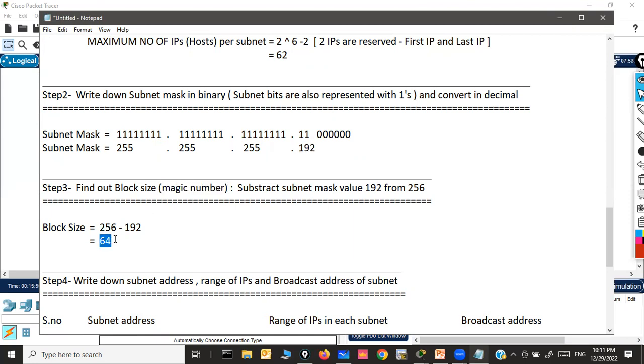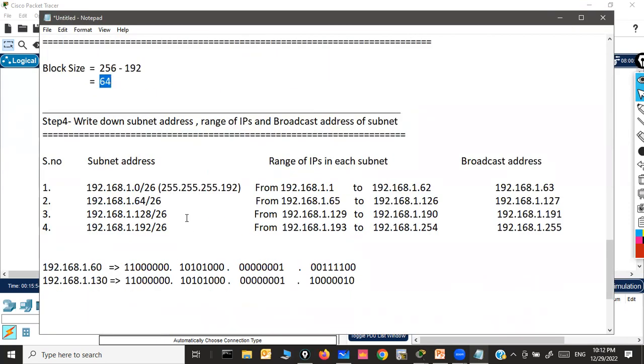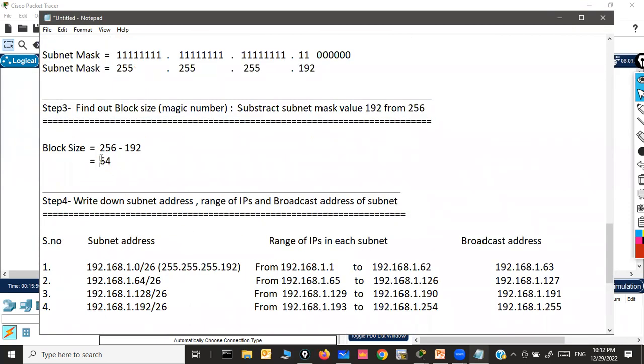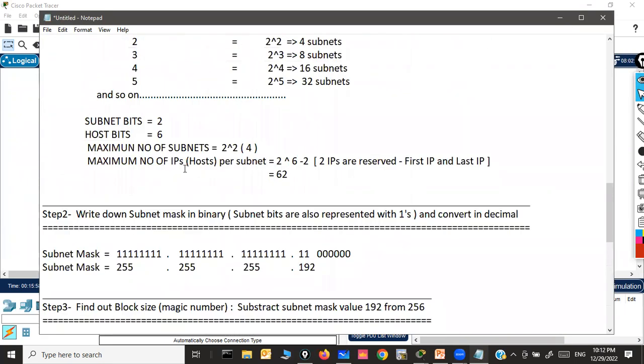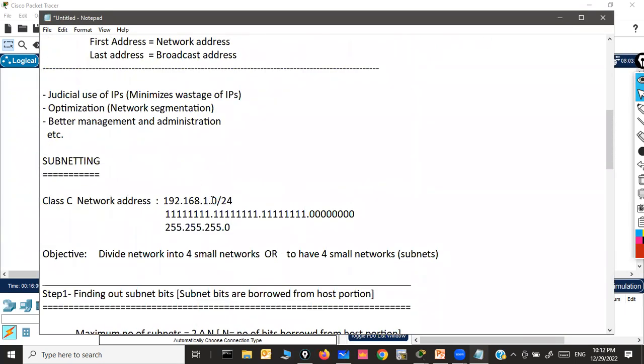So get the magic number, the block size, and then life is very easy. Why? Because you just keep adding this number to the fourth octet. And why am I adding to the fourth octet? Because we have done everything in the fourth octet only. The initial three octets, nothing has been changed, they are intact. Only the fourth octet, right?